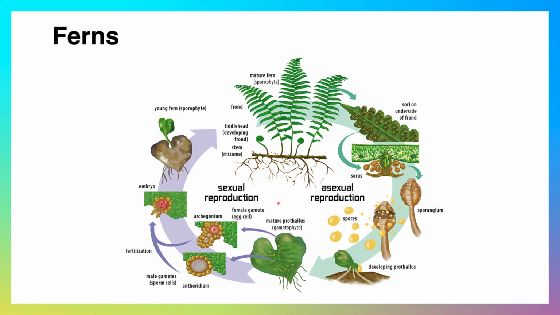So you have two distinct forms, one sexual and one asexual form of life. The whole life cycle is encompassed by these two together. And this is called alternation of generations.